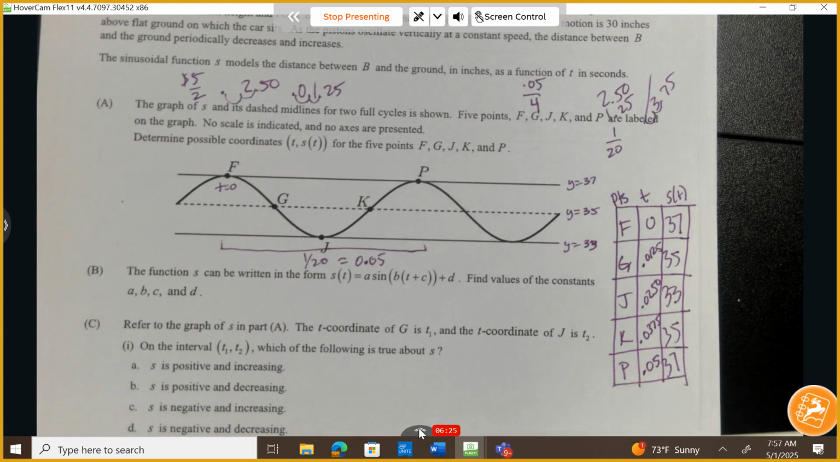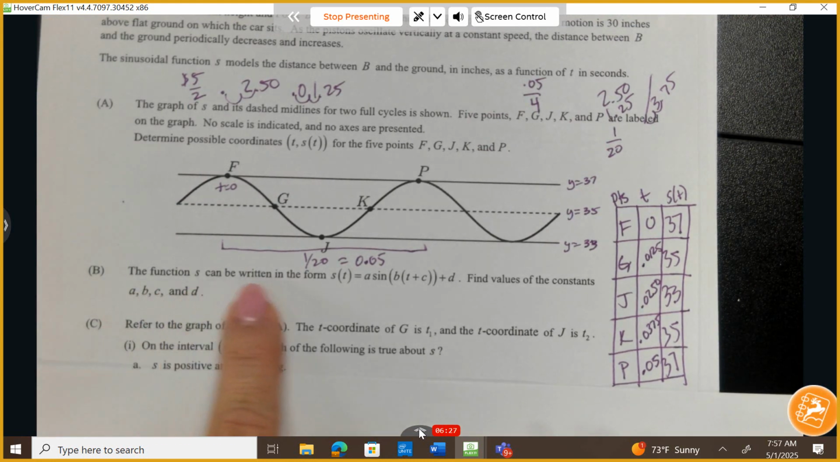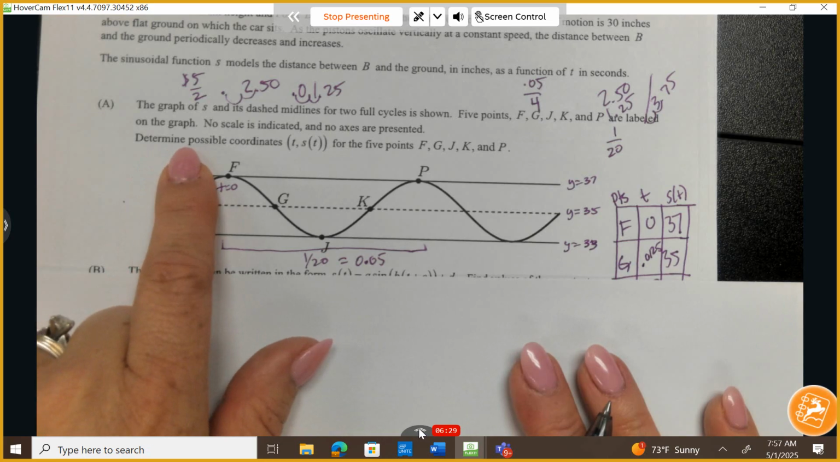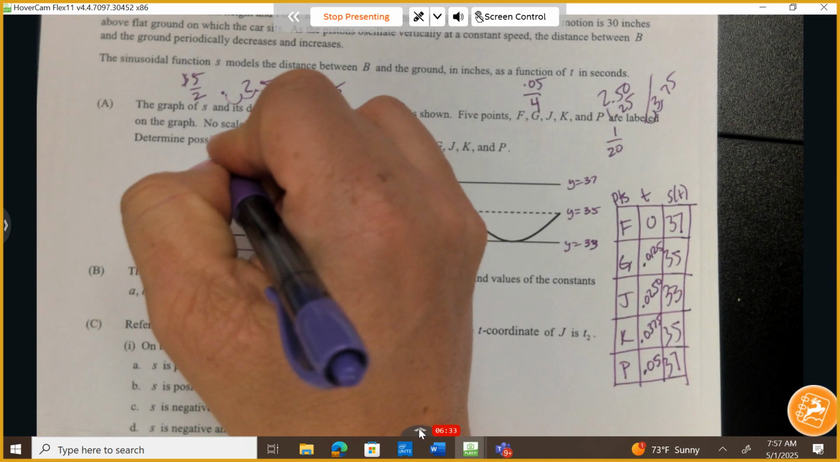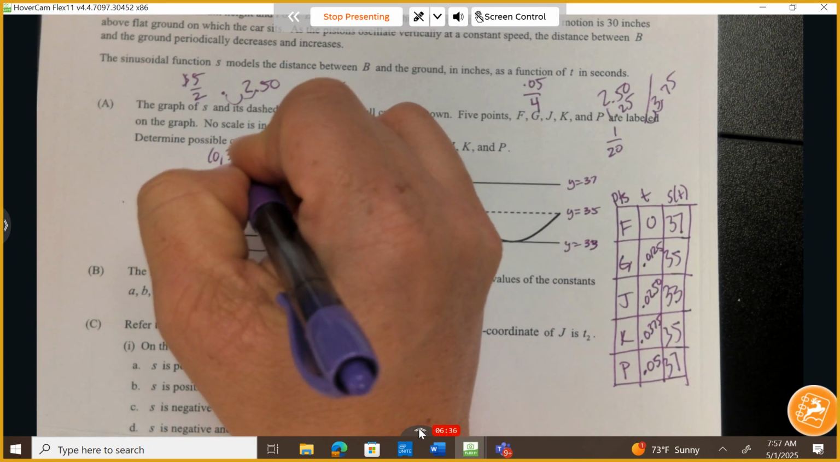Let's get started. Okay, are you ready? For this function, part A: determine the coordinates of each one of these. So I can see this off to the side. I would come up here and write this is 0, 37.